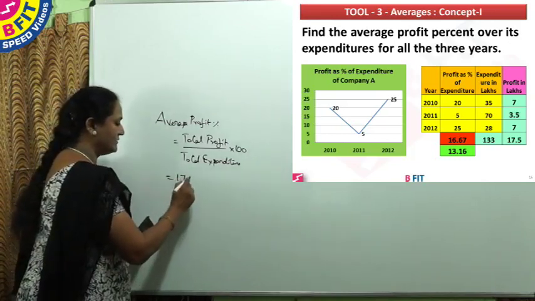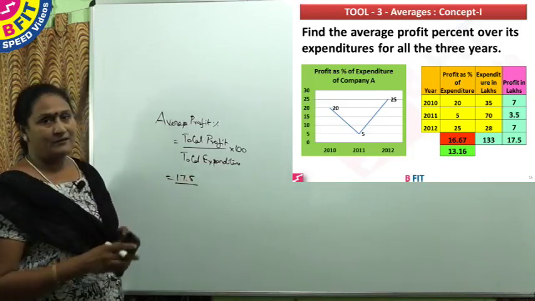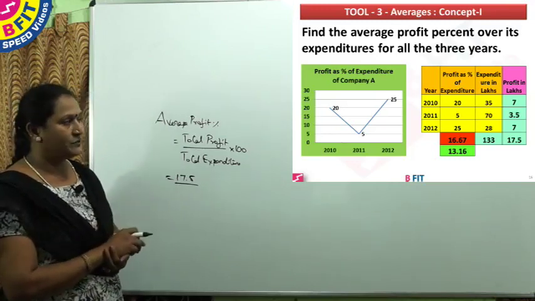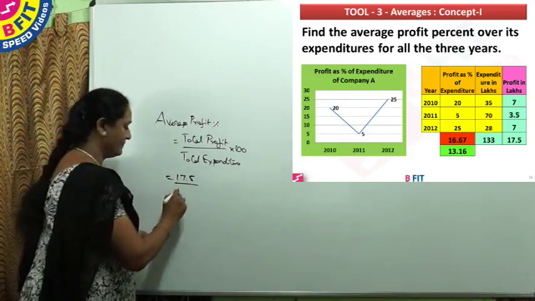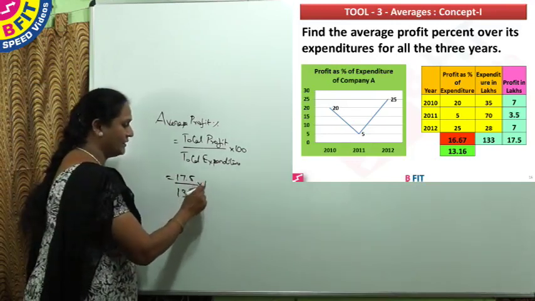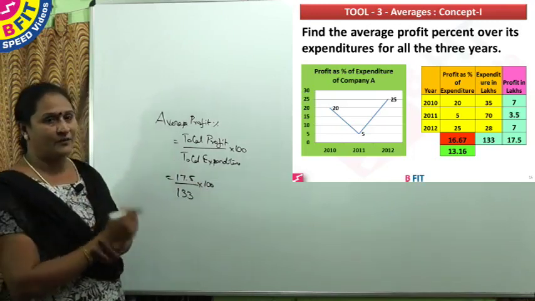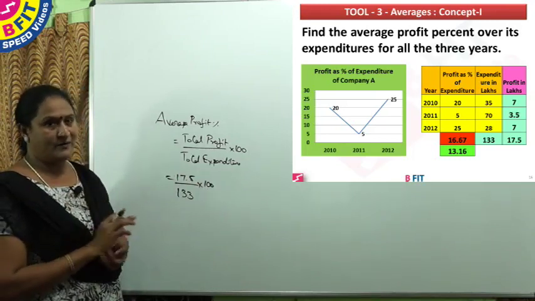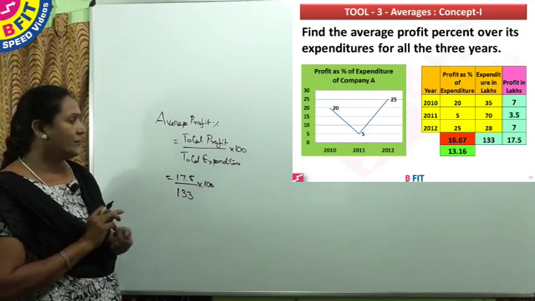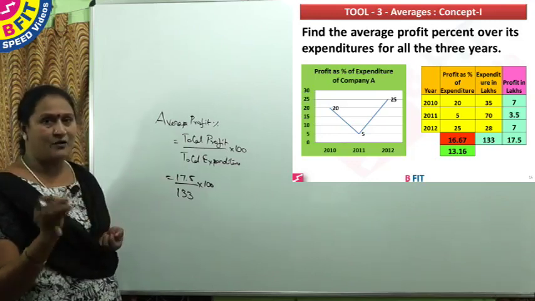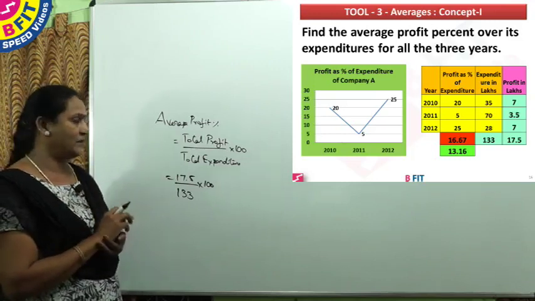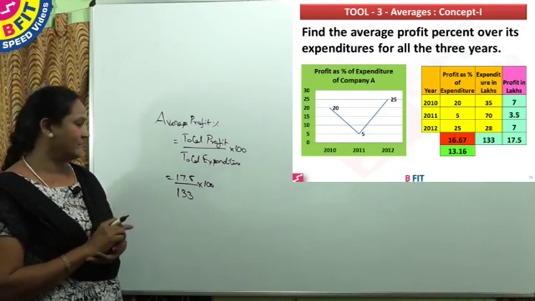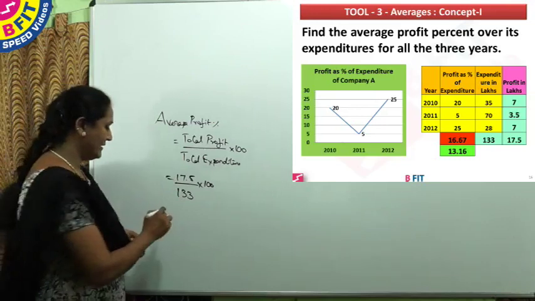So total profit is 17.5 lakhs divided by the total expenditure. So adding all the expenditures, that is 35 plus 70 plus 28, it is 133 lakhs. The total expenditure is 133, into 100. So we get the average profit percent. So normally average is found by adding all the data and dividing by number of terms. But here regarding this average profit percent, we have to find the total profit, that is, actual profits are found. Dividing by the total expenditure into 100, we get the average profit percent for this company A over these 3 years.